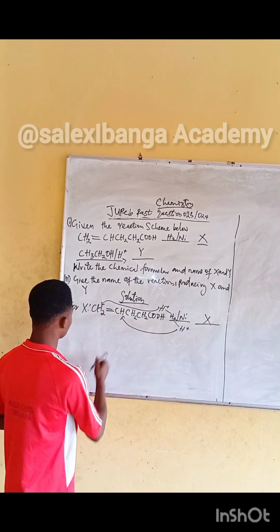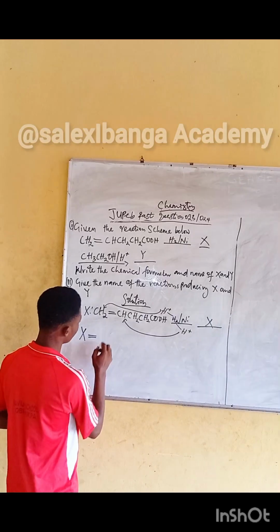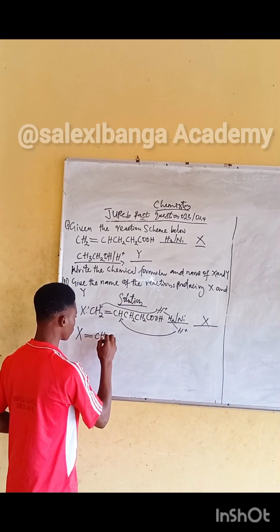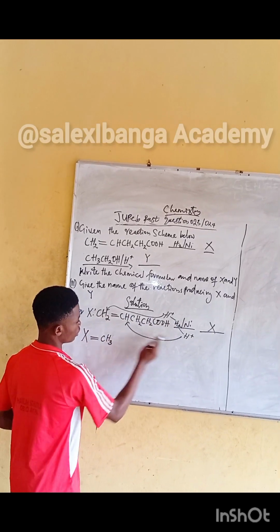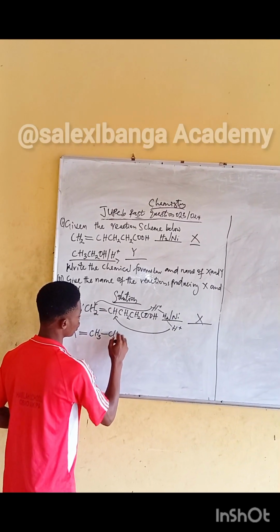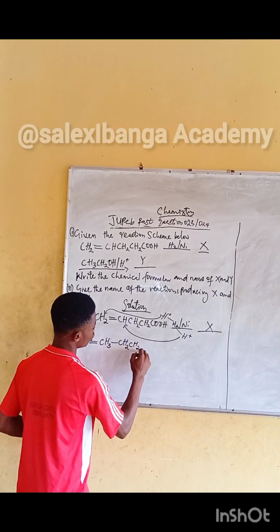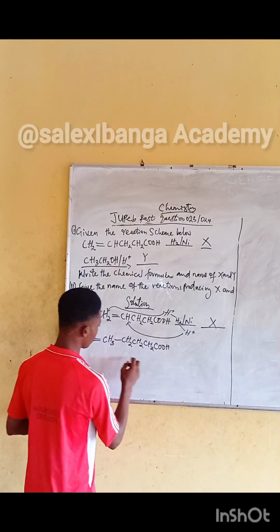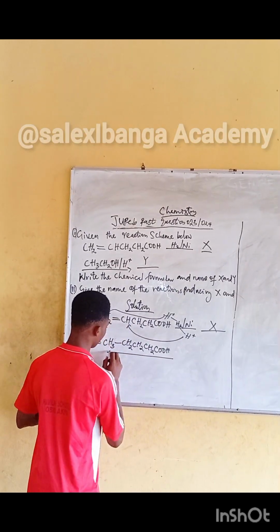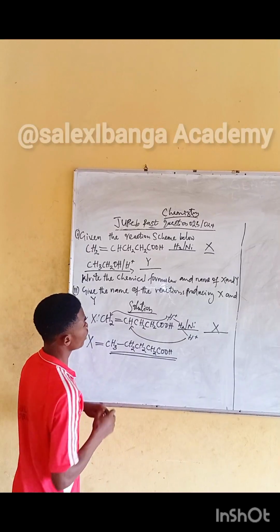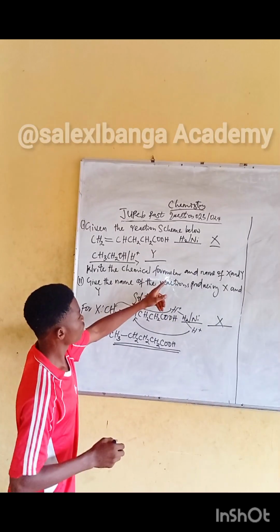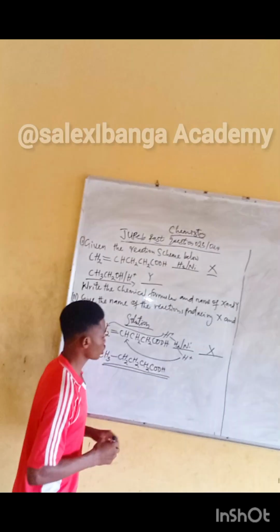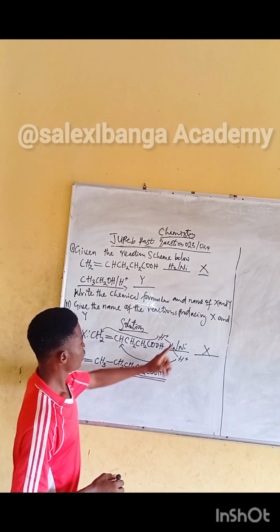So it's telling me that my X is given, I'm adding hydrogen. That will be CH3, because I've added this hydrogen, then I also added this one. Then single bond CH2, then CH2, then CH2, COOH. This is the chemical formula for X, because the question said write the chemical formula and name of X and Y.